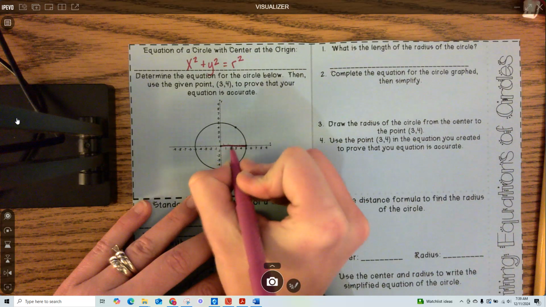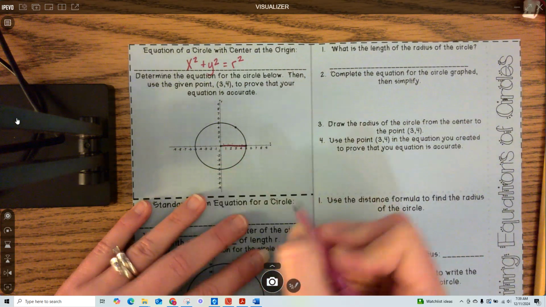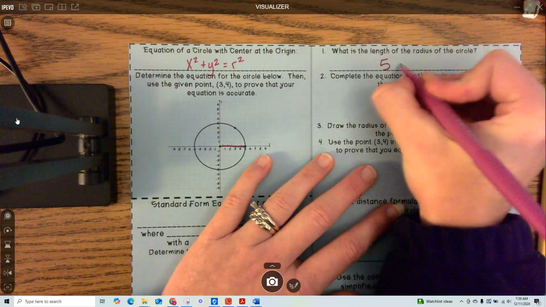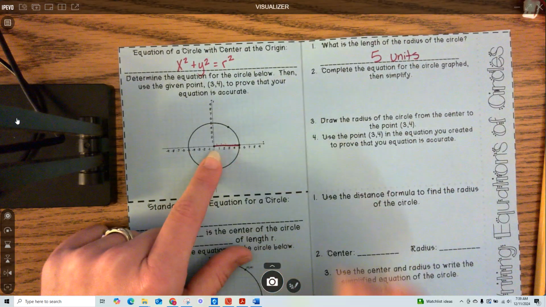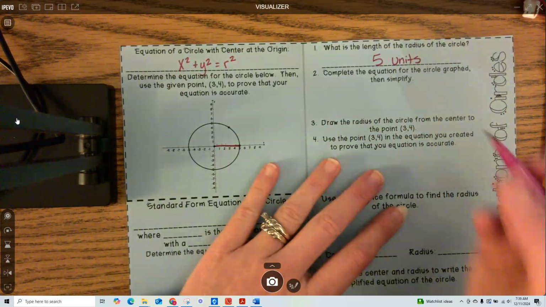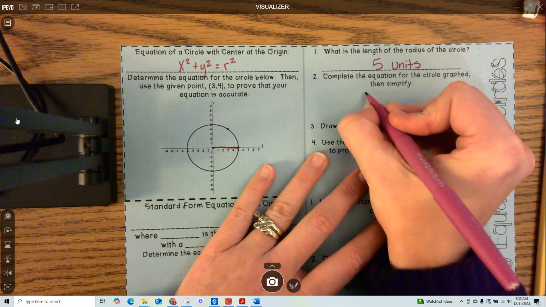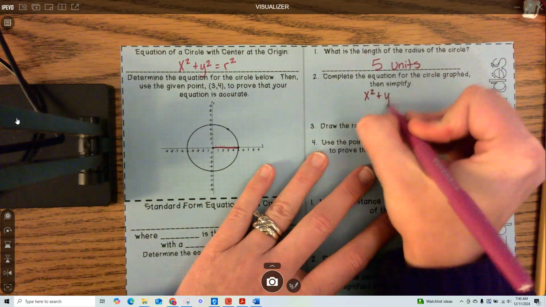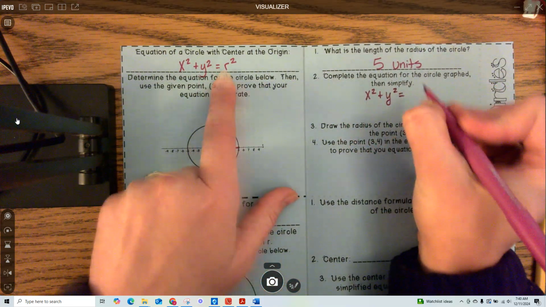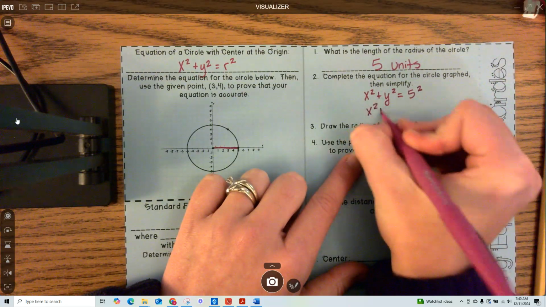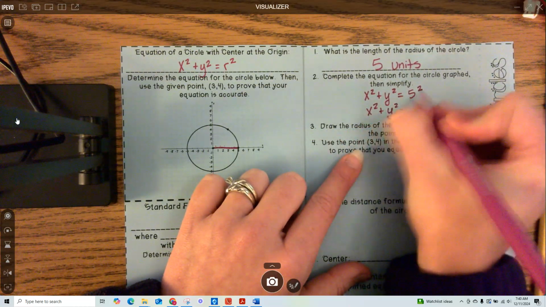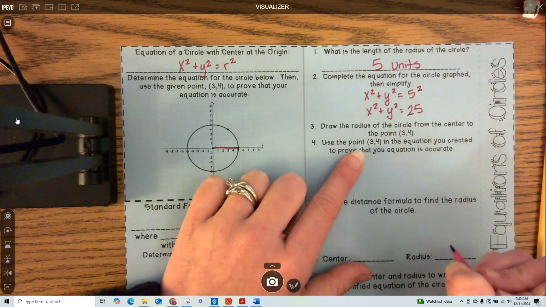So 1, 2, 3, 4, 5. So the radius is 5 units. From 0 to 5 is 5. So complete the equation. So x squared plus y squared equals the radius squared. And then we can simplify it. X squared plus y squared, 5 squared is 25.